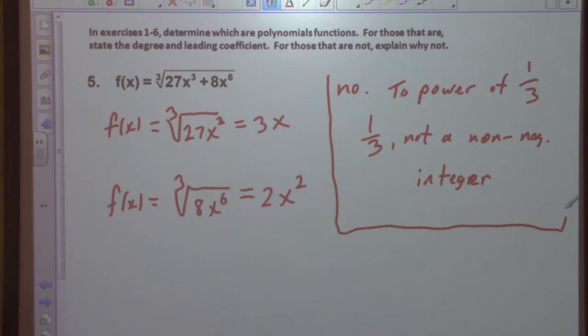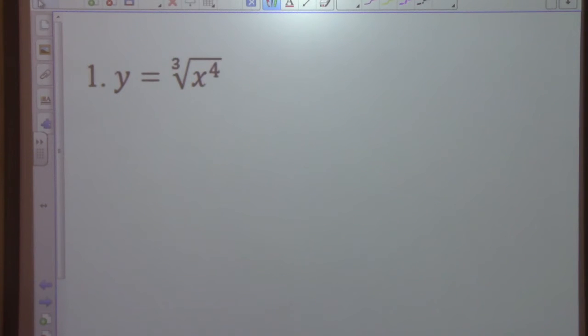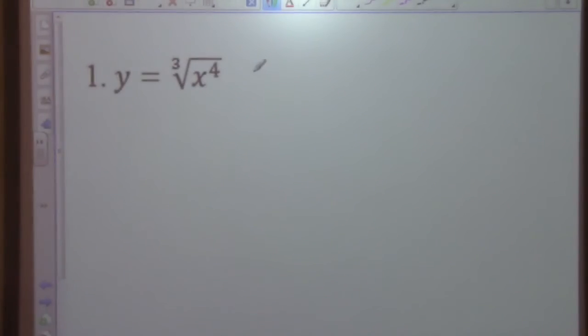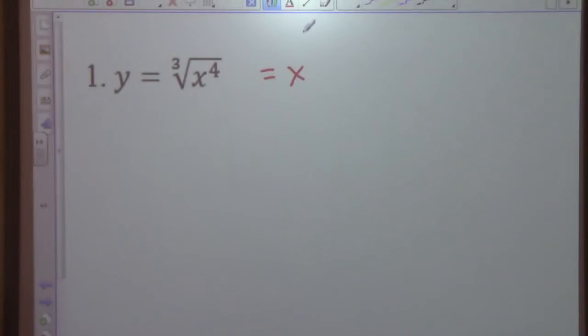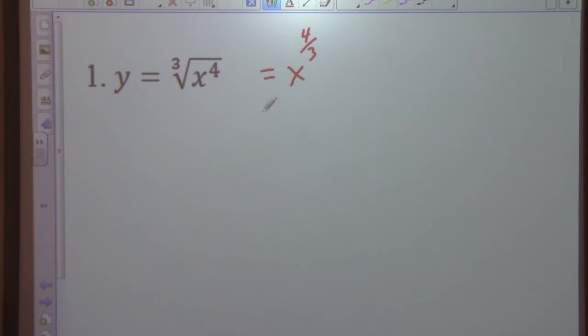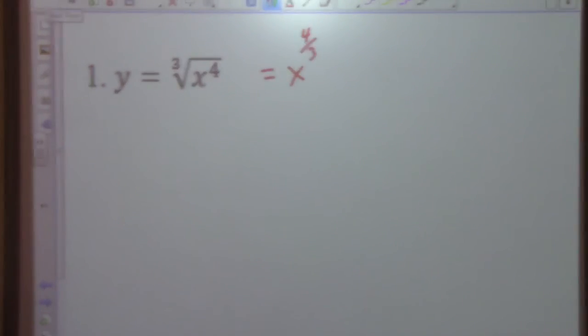Let me show you something. I'm going to go back here. This one right here. When you have y equals the cube root of x to the 4th power, what is that going to be translated into a rational exponent? That'll be x to the power of what? It's actually going to be to the 4/3. Okay? You see that? So that's why I put that example right there, so you can kind of think about that a little bit.